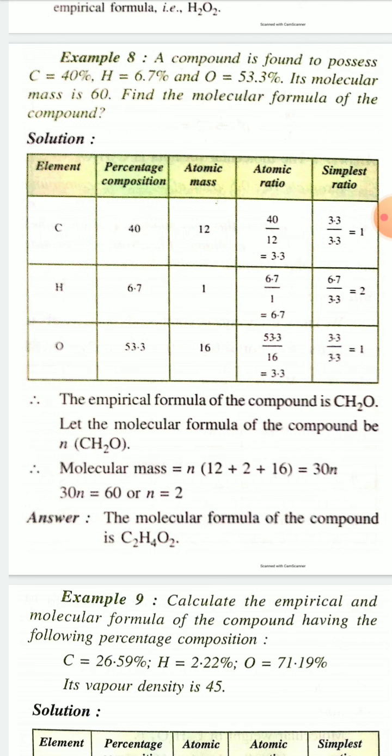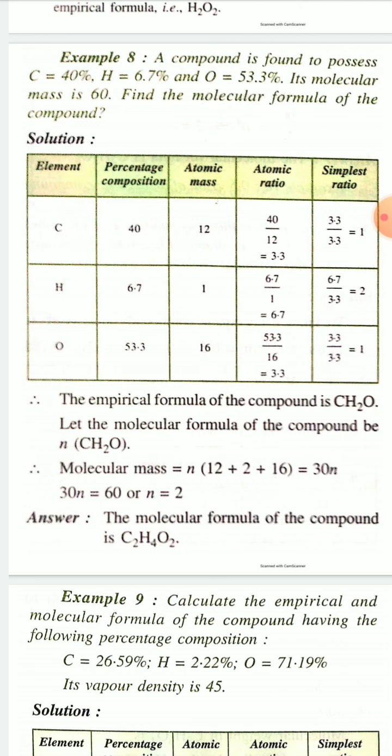First you have to find out the empirical formula of the compound, and I have told that you have to make a table with 5 columns. One is for element, the next column is percentage composition, then atomic mass, then atomic ratio, and simplest ratio. So the elements present in this compound are carbon, hydrogen, and oxygen, and their percentages are 40%, 6.7%, and 53.3%.